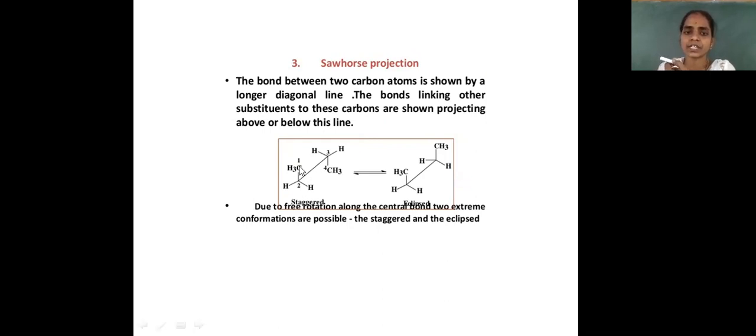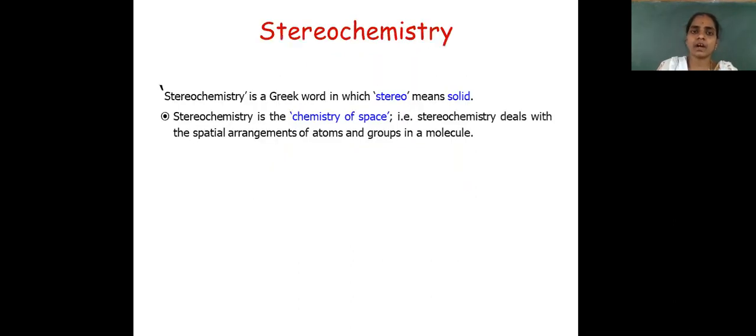So consider this is the first carbon and this is the second carbon. In the first carbon, there is no displacement of the groups. Only when there is a rotation in the second carbon, the groups change their positions. That is how we can represent a Sauer's projection on a plane or a paper. So 3D structures can be represented on a plane or a paper.